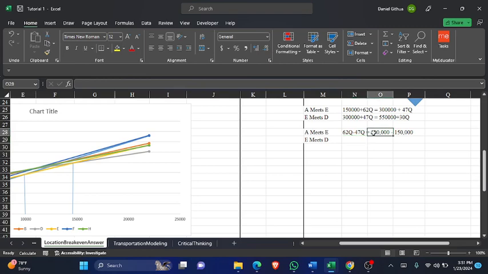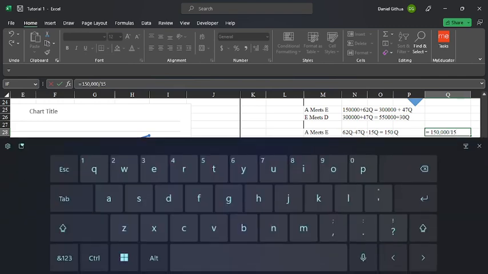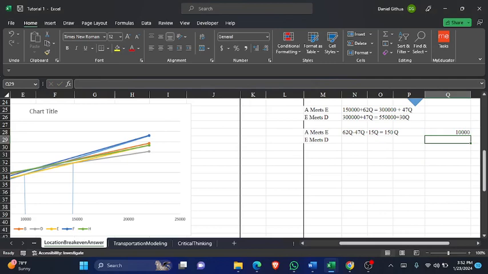Now 300 minus 150 will become, we know that 62 minus 47 is 15, so it will be 15Q is equal to 150,000. That is 300 minus 150 is equal to 150,000. So our value for Q will be equal to 150,000 divided by 15. Enter. Those are the break-even quantities when A meets E.